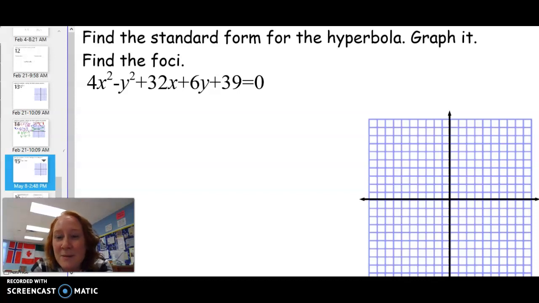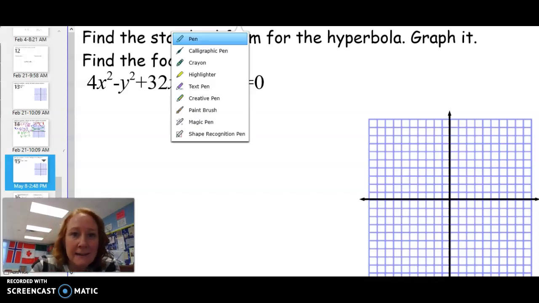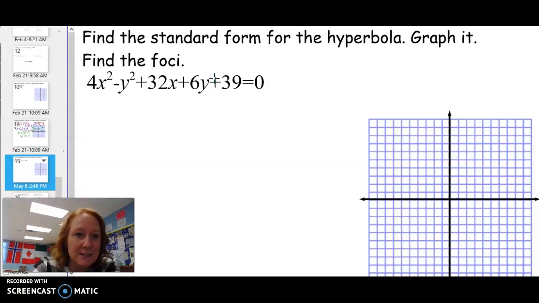Find the standard form of a hyperbola. It's my favorite, completing the square. So I'm going to grab a couple of highlighters. All right, let's see. I start, x squared.